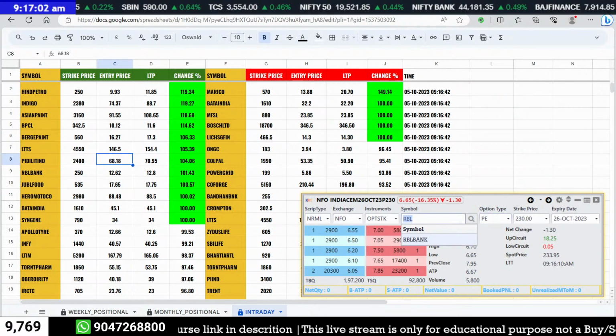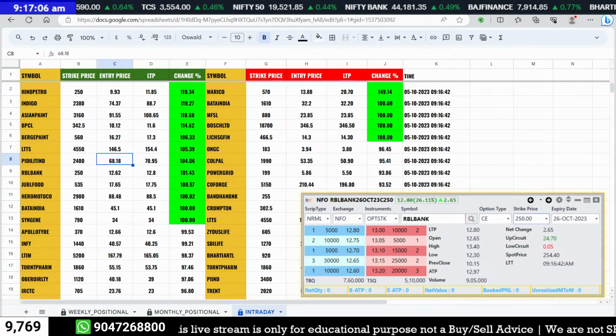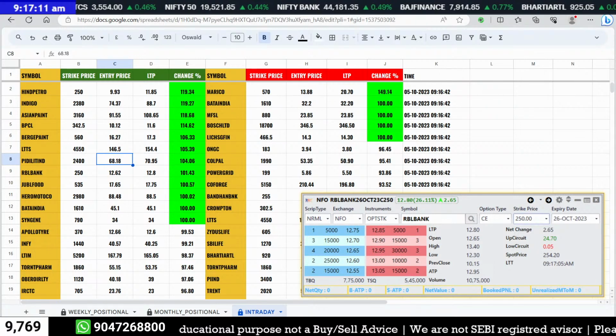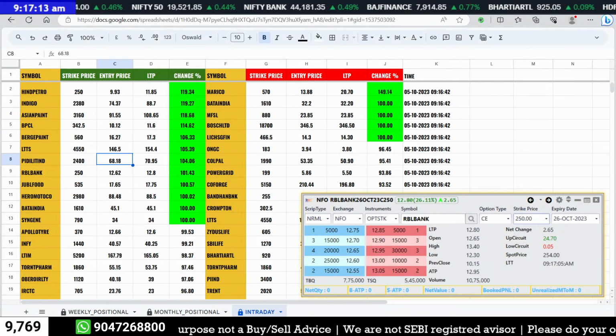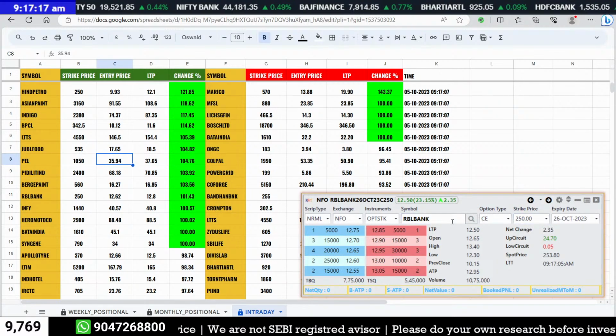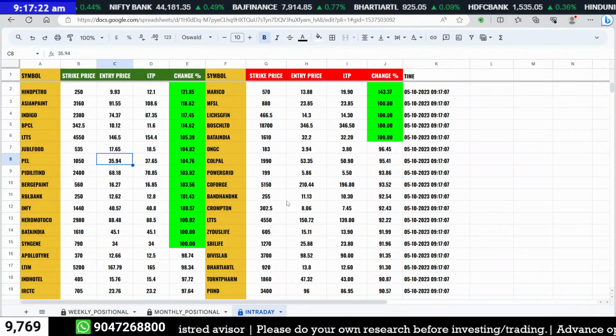It is happening, RBL Bank call option 250. It did 12.8, and 12.8 to 12.65. That is the current price, but it started lower compared to the previous day high. The lot size is 5,000, almost 60,000 margin required. So let me wait.